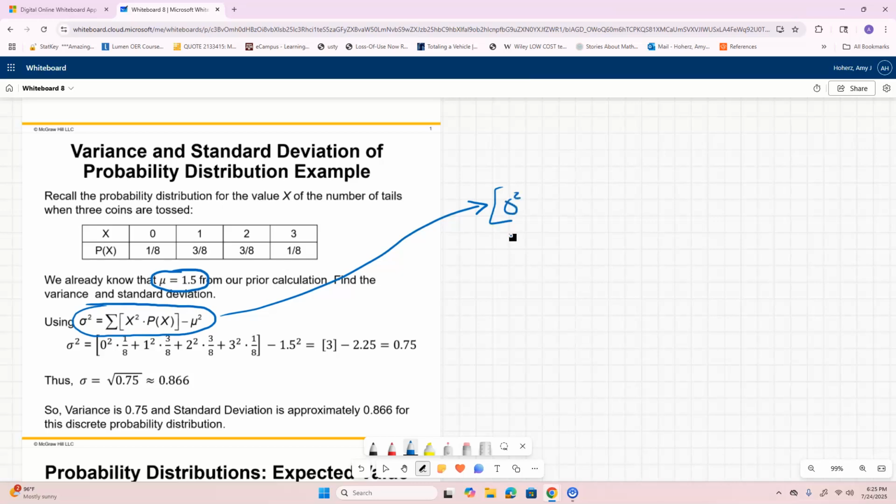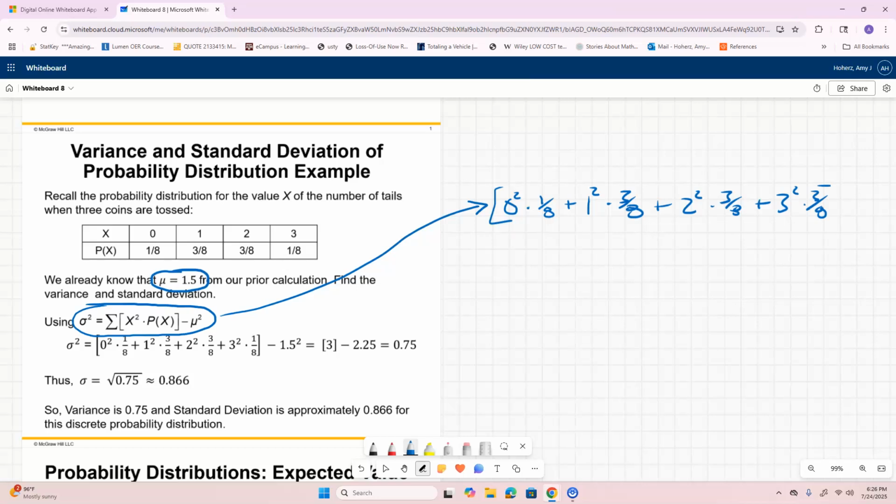So 0 squared times 1/8. And I know you're saying to yourself, isn't 0 squared just 0? Yes, but we'll write it down to go through the process. Okay, then we're going to do 1 squared times 3/8. Then we're going to do 2 squared times 3/8. And then we're going to do 3 squared times 3/8.